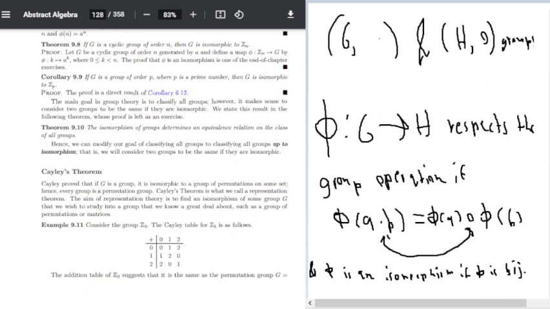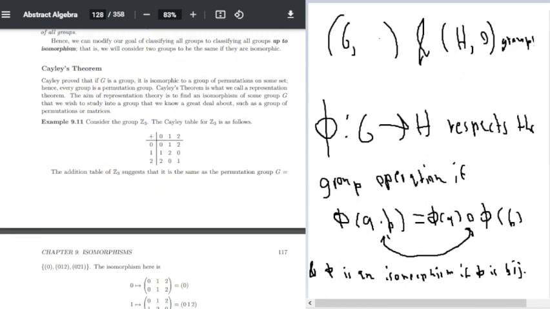The main goal in group theory is to classify all groups. However, it makes sense to consider two groups to be the same if they are isomorphic. We state this result in the following theorem, whose proof is left as an exercise. Theorem 9.10. The isomorphisms of groups determine an equivalence relation on the class of all groups. Hence, we can modify our goal of classifying all groups to classifying all groups up to isomorphism. That is, we will consider two groups to be the same if they are isomorphic.